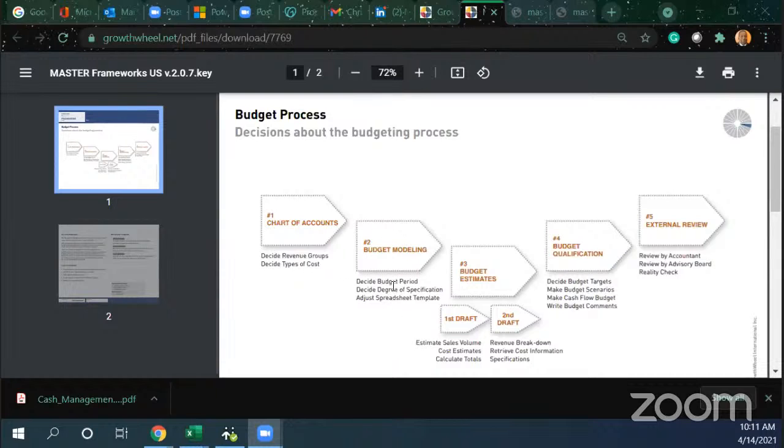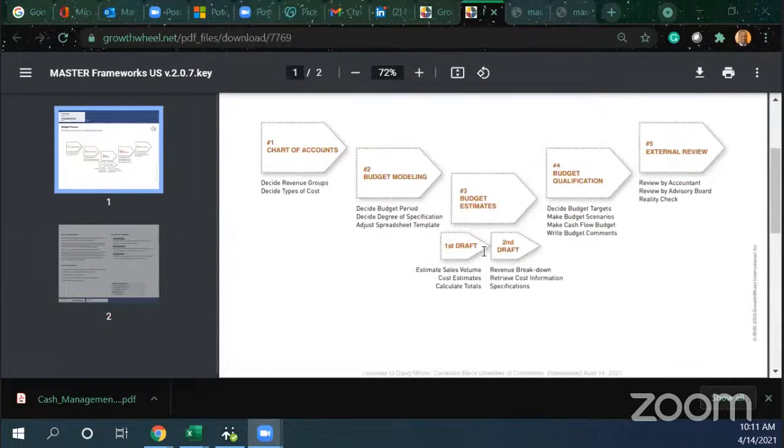And so the second thing you want to do is, again, create your budget period, and then decide how specific you want to be. Then you start doing your budget estimates. You'll have a spreadsheet probably, let's say it's annual. You want to estimate your sales volume, your revenue breakdown, cost estimates, and then calculate the totals. So, your revenue minus your cost is what you're trying to understand. And then, once you've estimated all this stuff, review it and do your second draft.